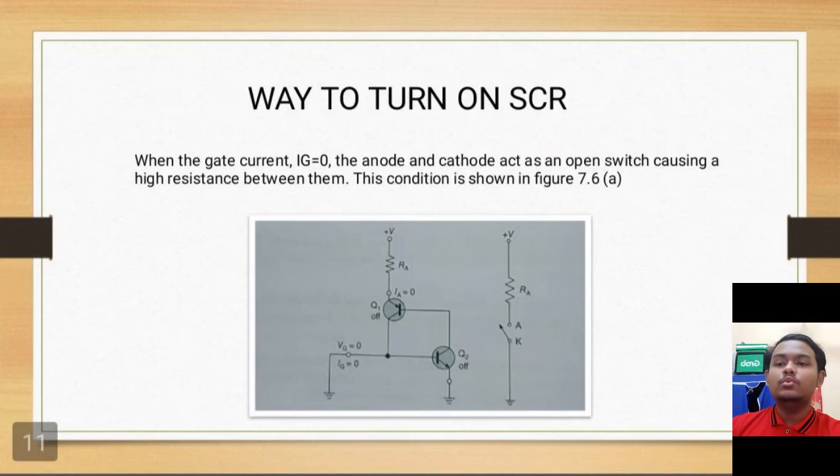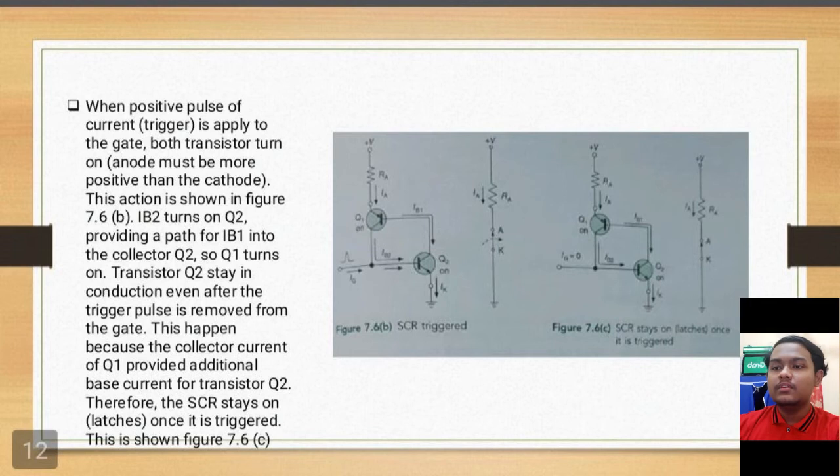About ways to turn on the SCR. Where the gate current IG equals zero, the anode and cathode act as an open switch, causing a high resistance between them. This condition is shown in figure 7.6a. This action is shown in figure 7.6.